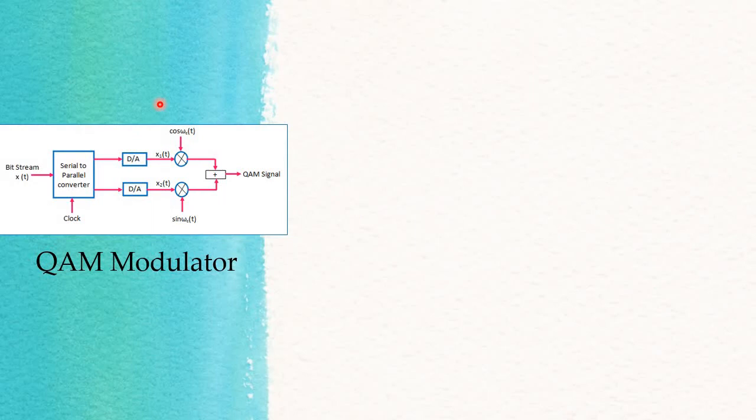Then the block diagram of QAM. So this one is a block diagram of a QAM. What does a QAM block diagram consist of? The first is a serial to parallel converter. So what will it do? It will convert the received signal into parallel form.